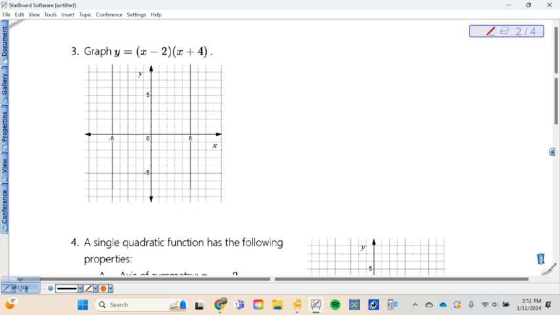Number 3, we want to graph it. So I've got x minus 2, x plus 4. What form is this in? So that means I can figure out my 2 x-intercepts from that equation. Where are my 2 x-intercepts at? Good. +2 and -4.